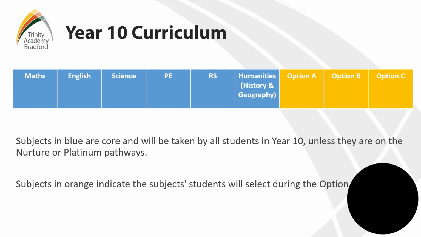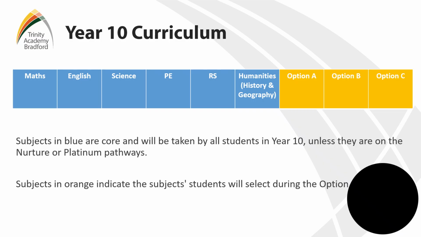The Year 10 curriculum is slightly different from the curriculum that we have at Phase 1 and 2. The subjects in blue, so Maths, English, Science, PE, RS and Humanities, which is History and Geography, will remain as core subjects unless students are following the Nurture or Platinum pathways in Phase 1 and 2. Subjects in orange indicate the subjects students will be selecting during the options process.